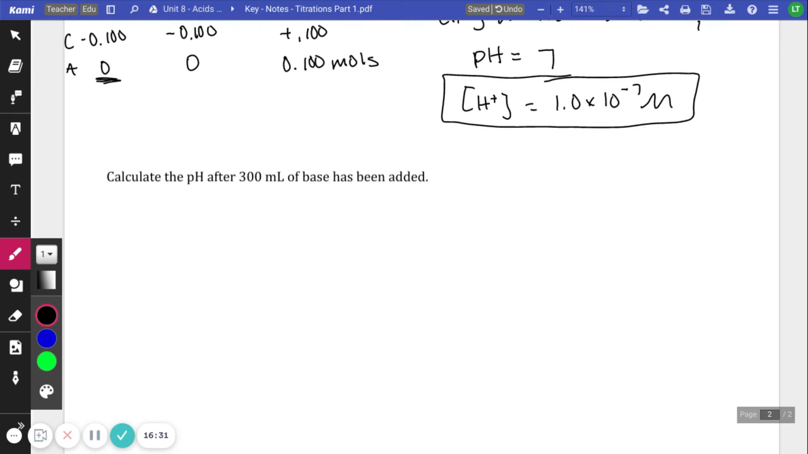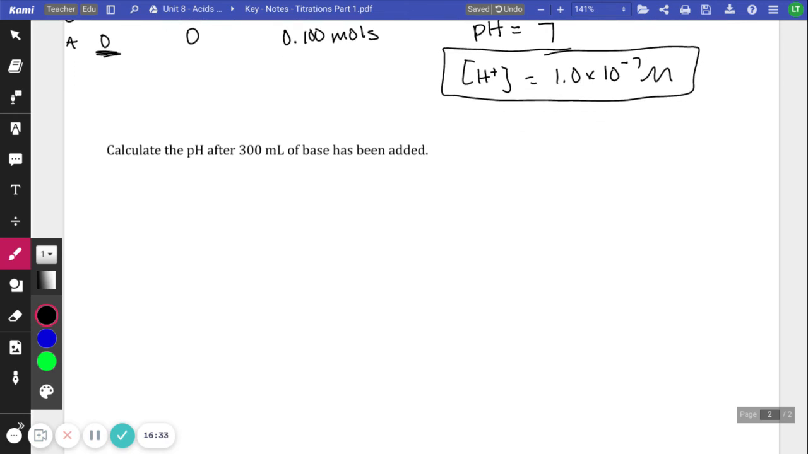Okay. So now I want you guys to try the last one. It's after 300 milliliters of base has been added. So you guys go ahead and try it, see how it goes, and then come back and we'll go over it.